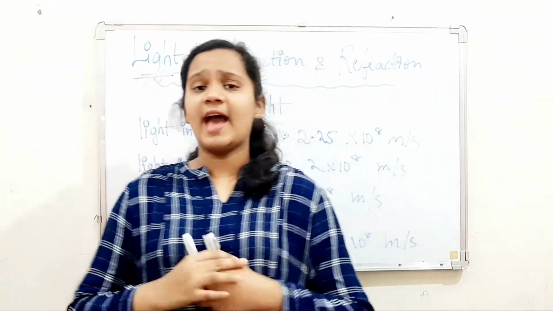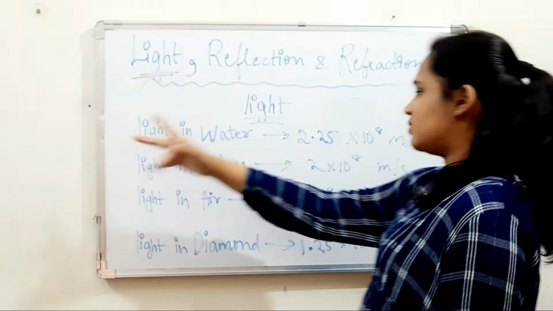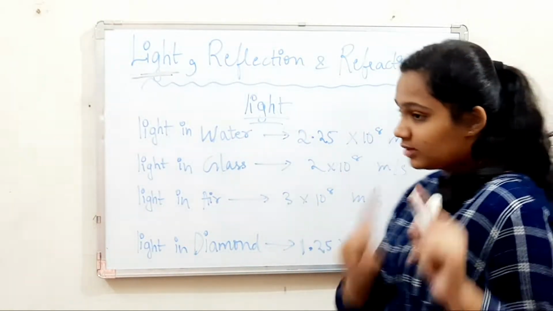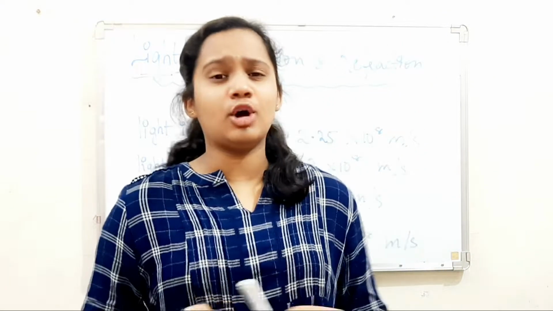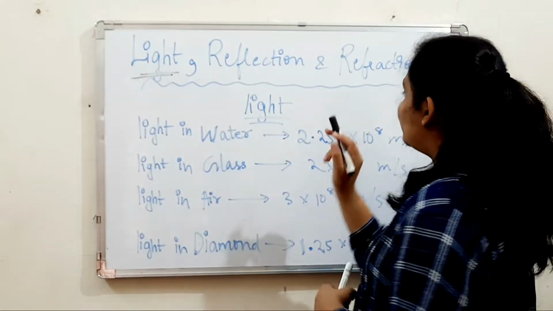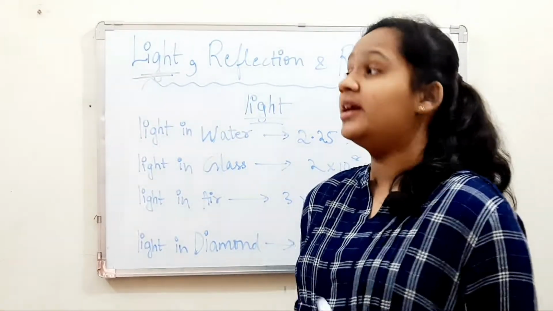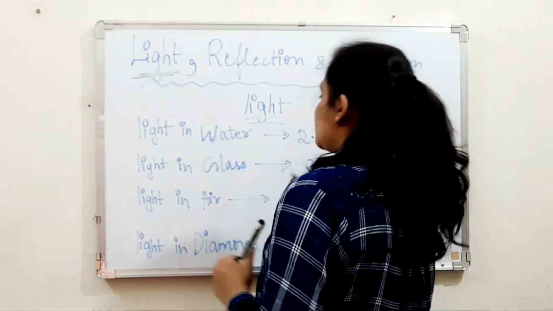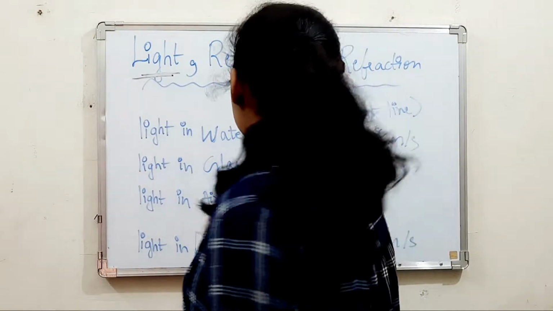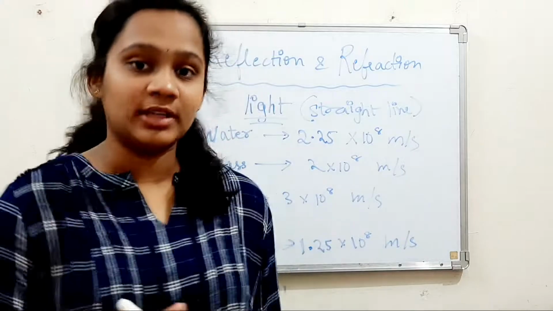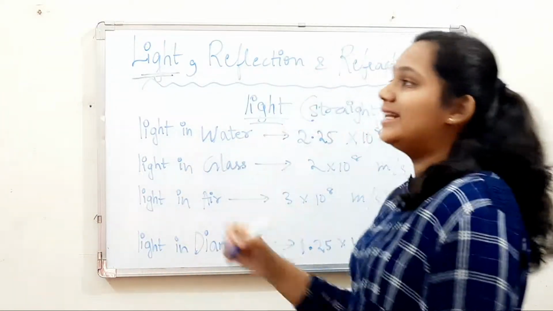Okay guys, so here we have the speed of light in different mediums. We have water, glass, air, diamond. But wait, I forgot to tell you guys the main property, that light always travels in a straight line. This property is termed as rectilinear propagation. क्या बोलते हैं इसको? Rectilinear propagation.